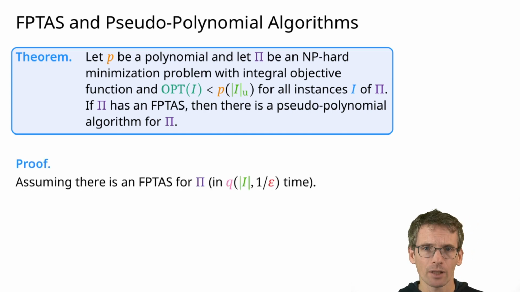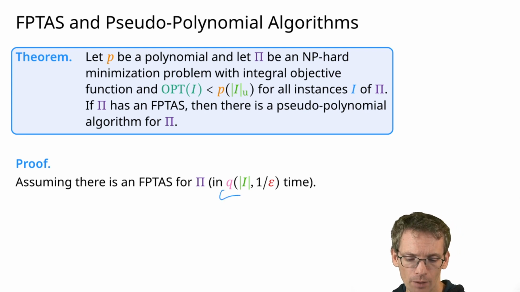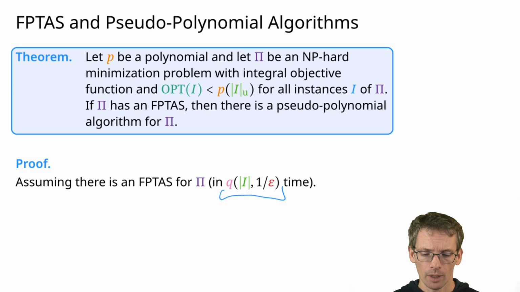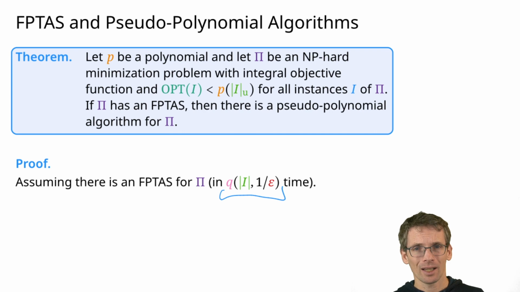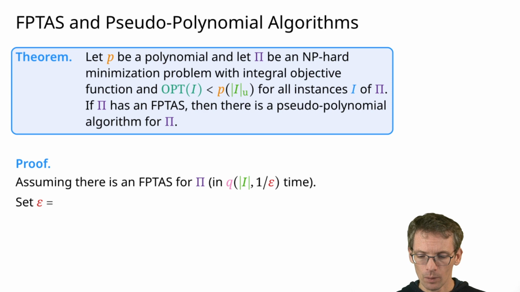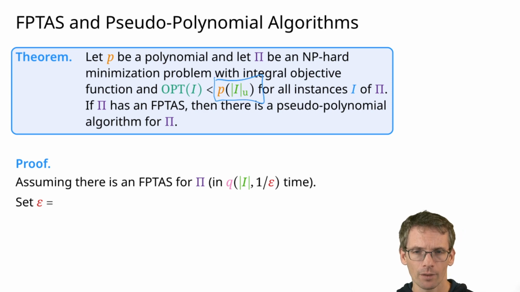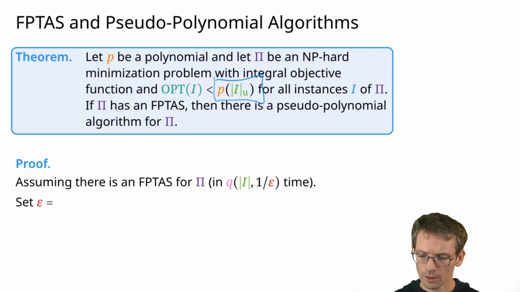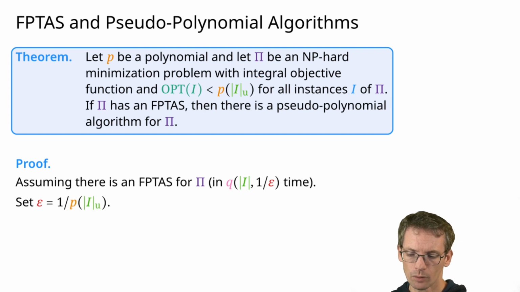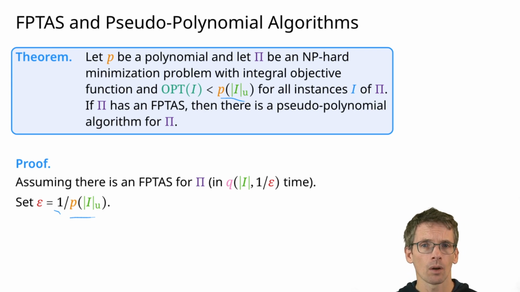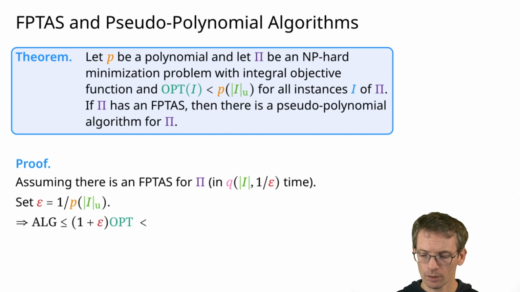So let's say we have an FPTAS, that means we have an algorithm that has a running time in the input size, so now in binary, and 1 divided by epsilon. And now we just take epsilon very small, so we can make use of the fact that the optimum is also bounded. And we are going to take this bound in our epsilon, so epsilon will be 1 divided by the upper bound for the optimum.